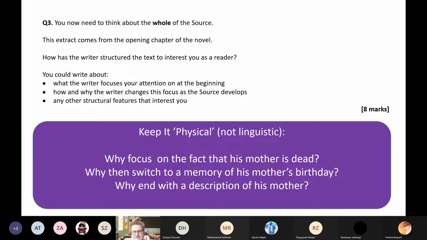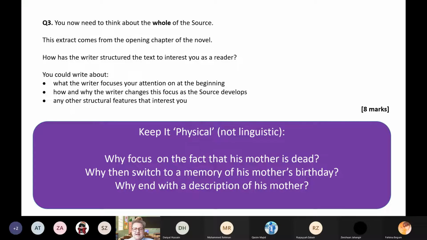Why does the writer then switch to a memory of his mother's birthday? Why does the writer show us that information? What does the writer want us to think, feel, or imagine about the relationship between the narrator and his mother?